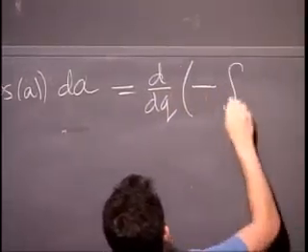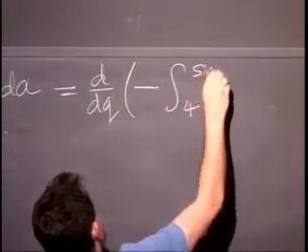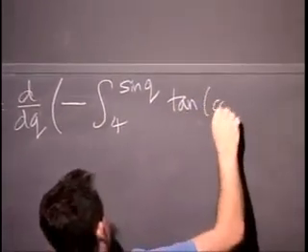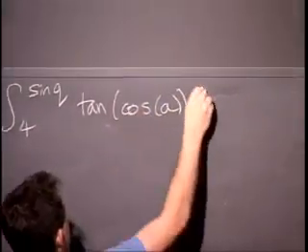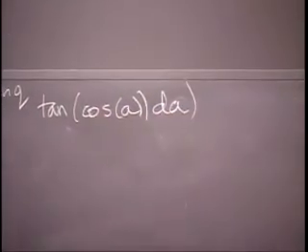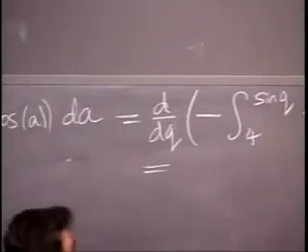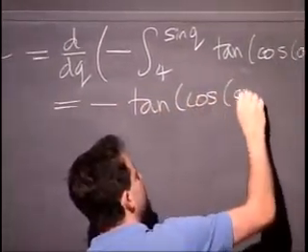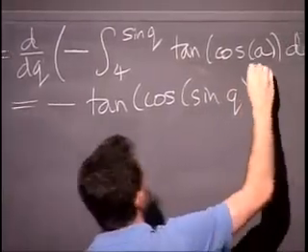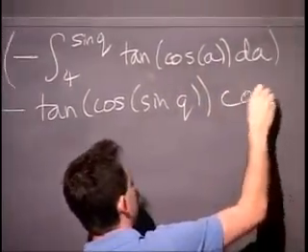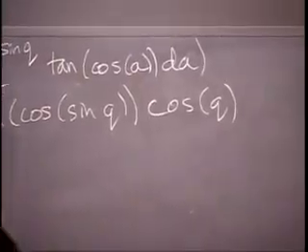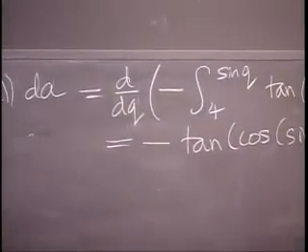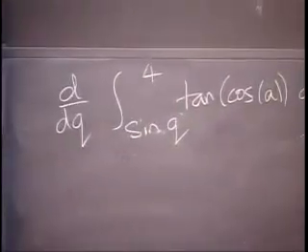And switch them around. Go from 4 to sine q. But you've got to introduce the minus. Then solve the rest of the problem using the chain rule like we just did, and you get the same answer as we did before. Tan cosine sine q times cosine of q, except that you'll have the minus from the variation 1. Okay, so it's almost the same. Any questions about that?